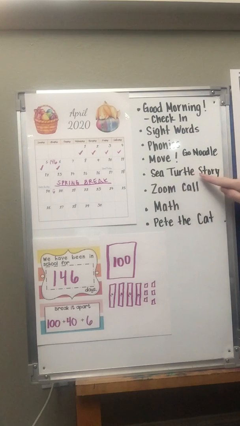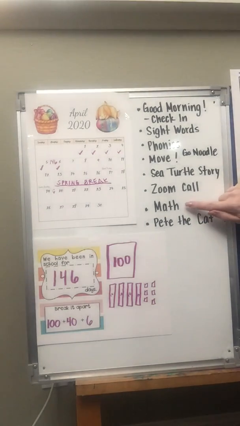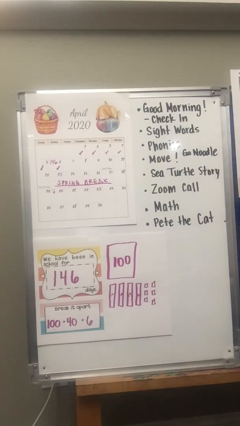I'm going to read to you a story about sea turtles, so that's going to be some informational text. We're going to have our Zoom call today at 1 o'clock, and you guys are going to have some math. I'm also going to send you somebody reading aloud a Pete the Cat Easter story, and I bet some of you have already seen that. But I wanted to show you what some of the papers look like that you are going to have today.